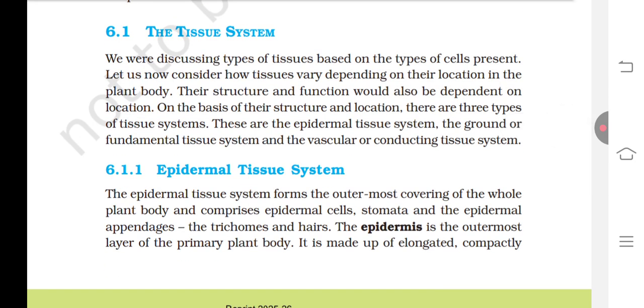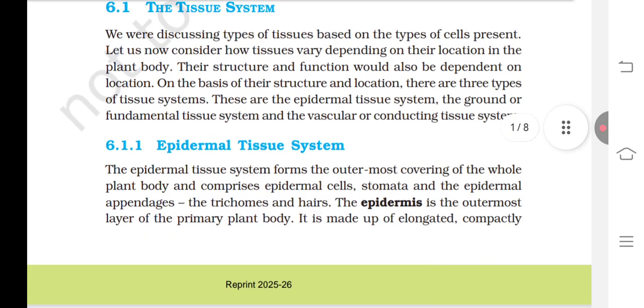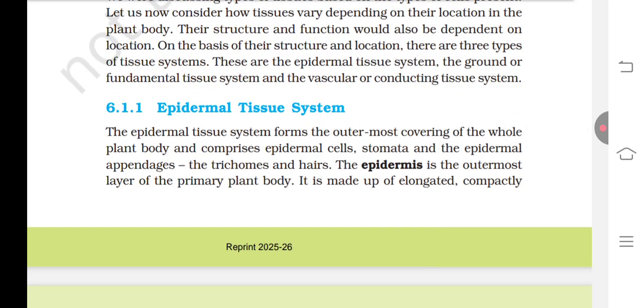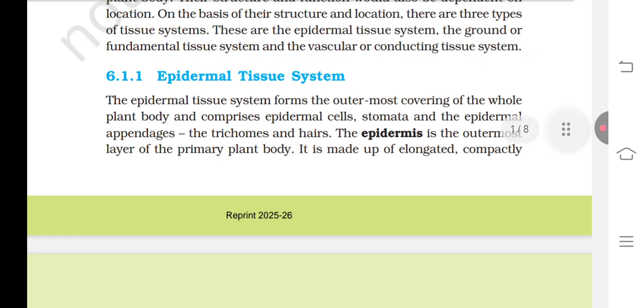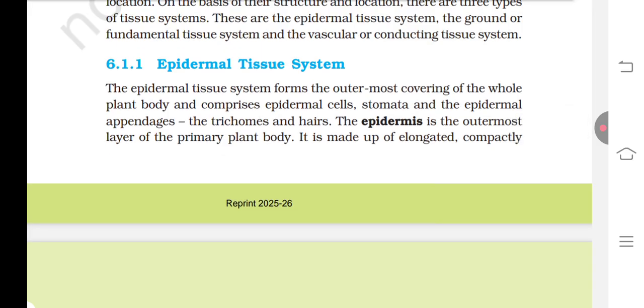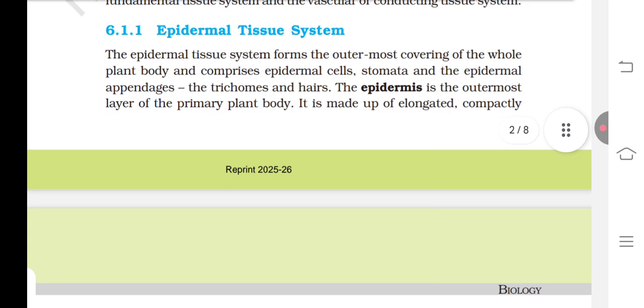The tissue system. We were discussing types of tissue based on the type of cell present. Let us now consider how tissues vary depending on their location in the plant body. Their structures and function would also be dependent on location. On the basis of their structure and location, there are three types of tissue system. They are the epidermal tissue system, the ground or fundamental tissue system, and the vascular or conductive tissue system.